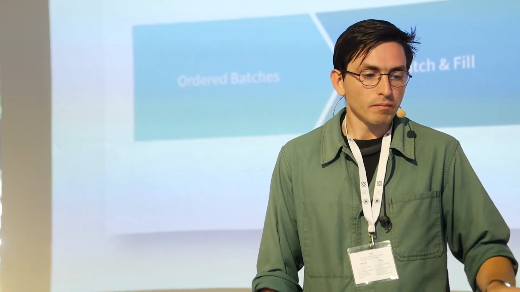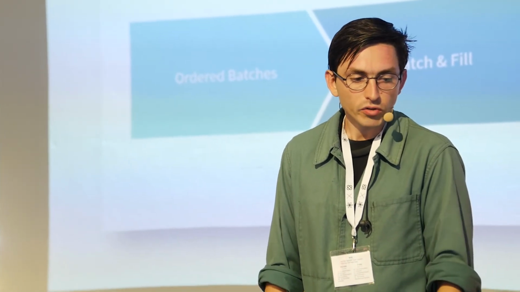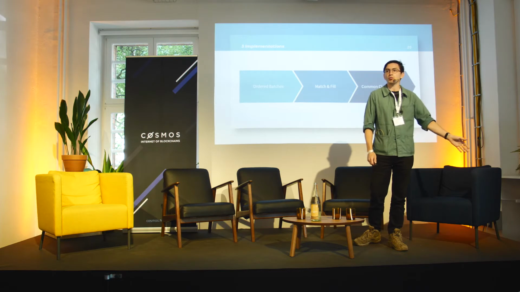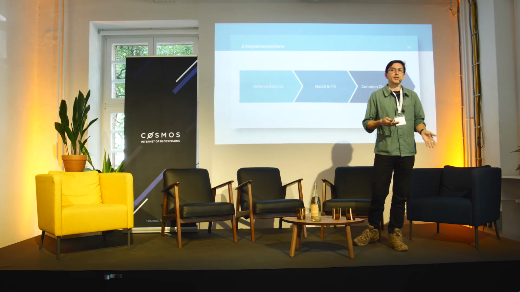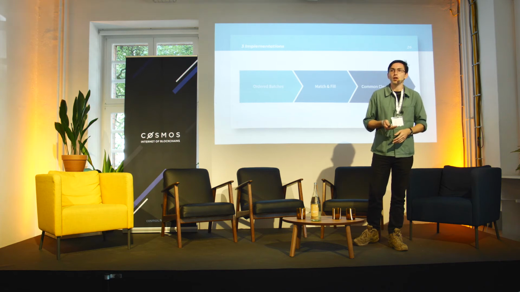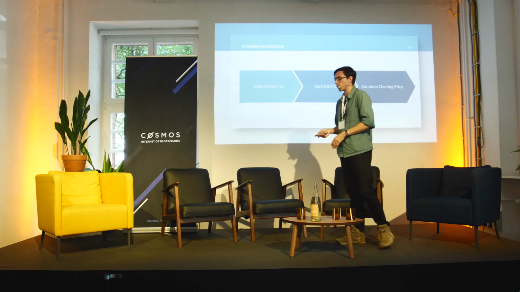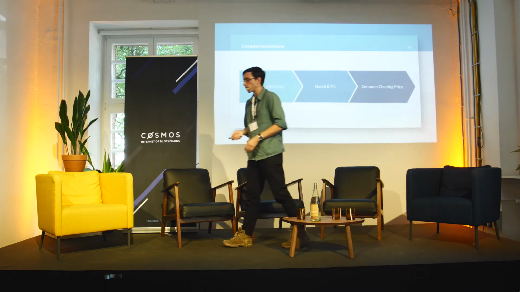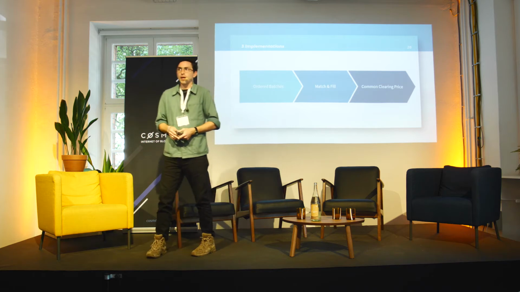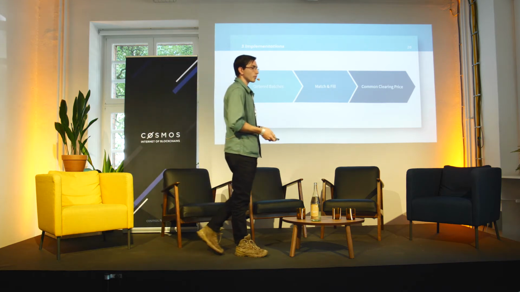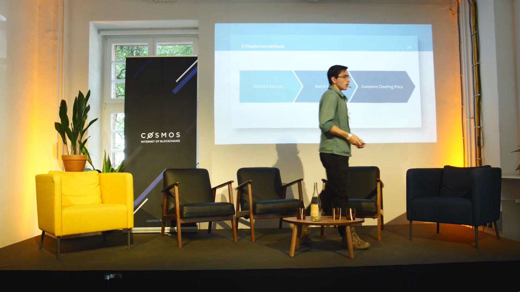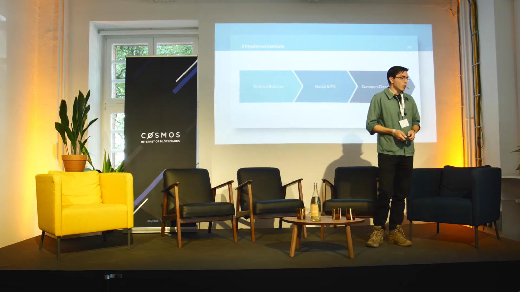There are 3 mechanisms that we've come up with that would do this in different ways. Each of them has different attributes which may be beneficial to your system, maybe detrimental. So it's good to consider each one and when and why you would use it. I'd be really curious about your opinions on these different ones afterwards, because I think there are probably some use cases I haven't thought of, and probably also some benefits or drawbacks that would be interesting to go over. The first one I'm calling ordered batches. The second one is match and fill, and then the common clearing price.